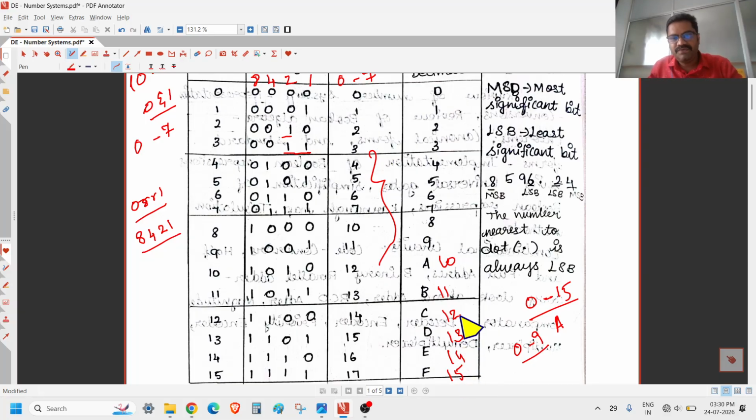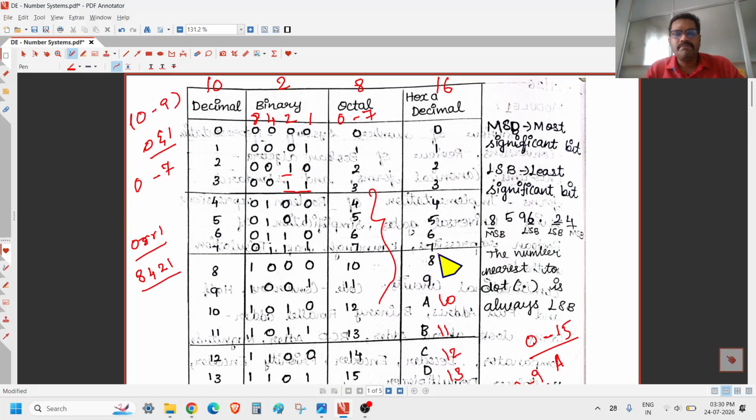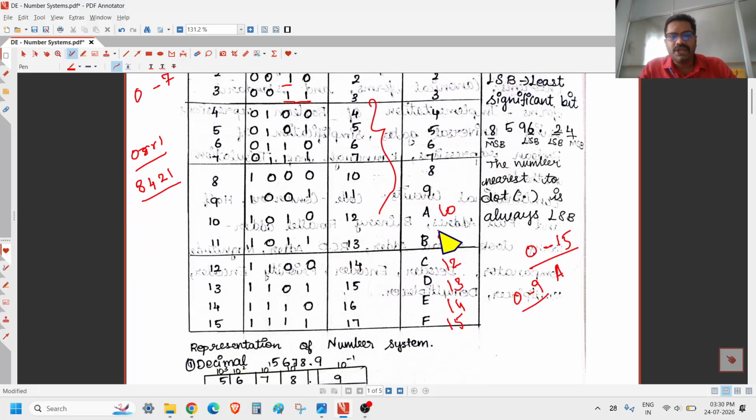So likewise we have to mention the numbers. This is the number representation. Generally four types of numbers are there: decimal, binary, octal, and hexadecimal. These are the actual table, right?